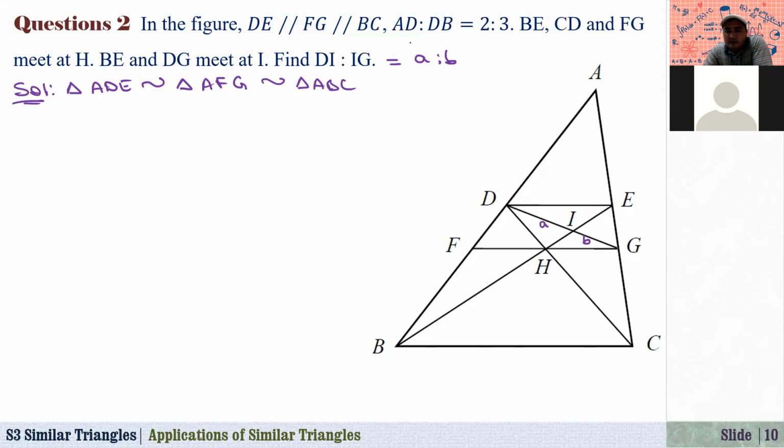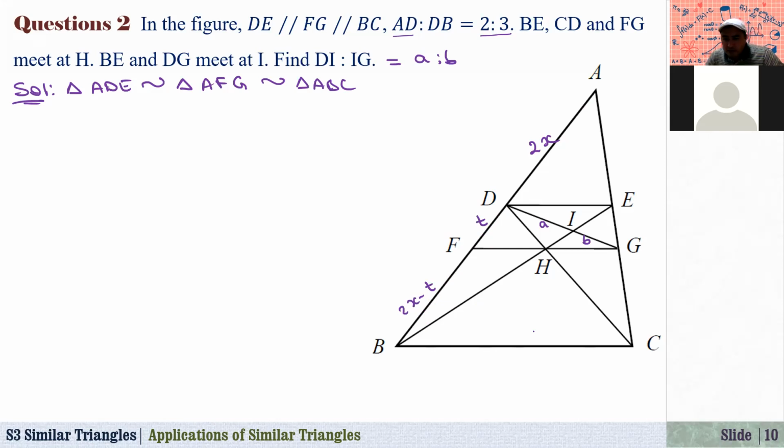So from here it says that AD to DB is 2 to 3. That means that if AD is equal to, let's say, 2x, this FB should be equal to 3x. And also this FD, let's say it is T. So this remaining part, FA, will be 2x minus T. Every time I say BF and so on, it may be a little bit confusing.